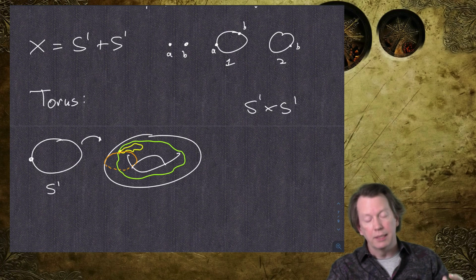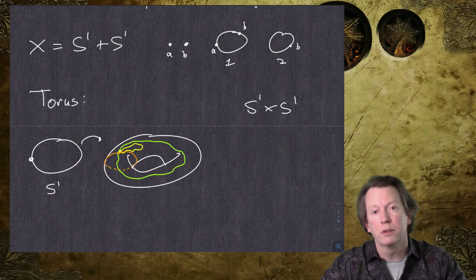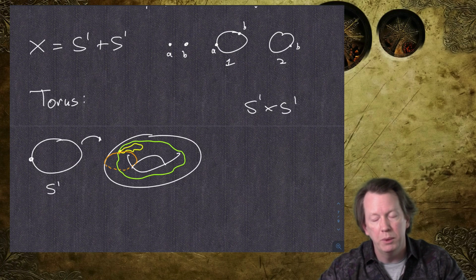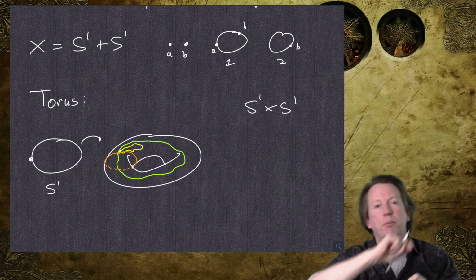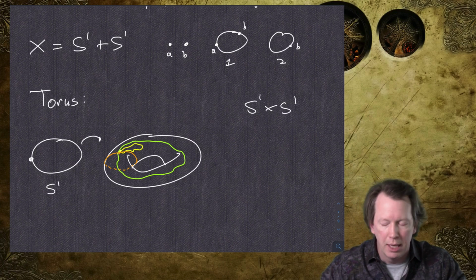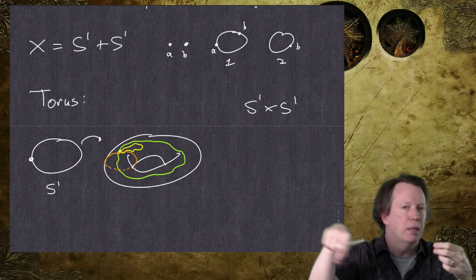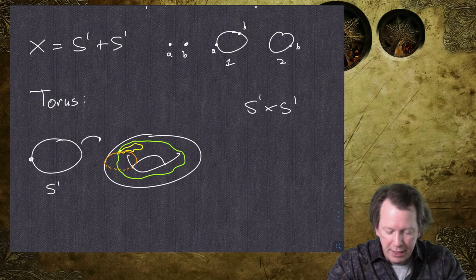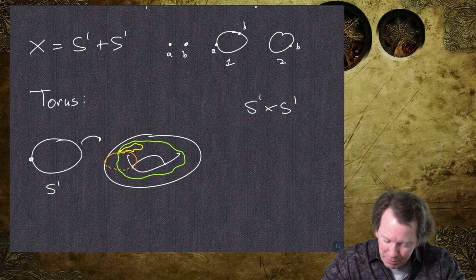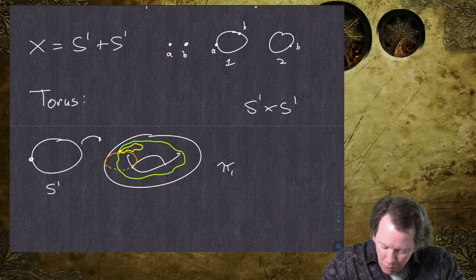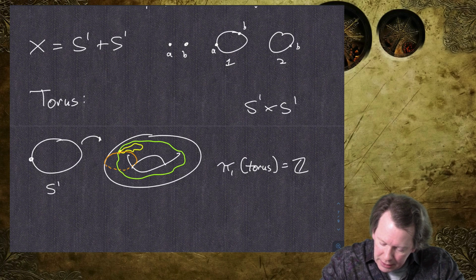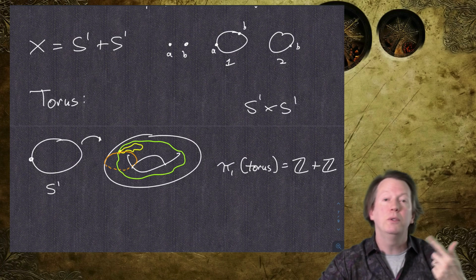And those are different things. That green circle and that orange circle cannot be continuously deformed into each other. There's basically two distinct topological ways of wrapping around the torus. And once I wrap around once, I can wrap around any number of times. So that is a very quick hand-wavy demonstration of the fact that pi1 of the torus is Z plus Z. It's two copies of the integers, two different winding numbers.